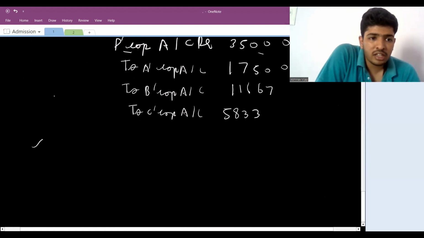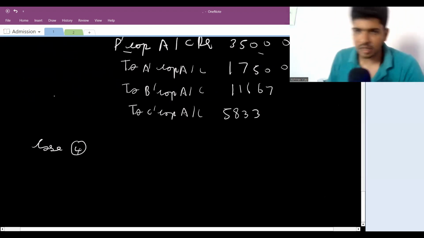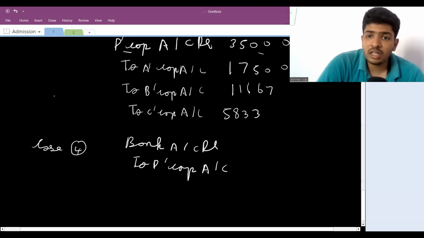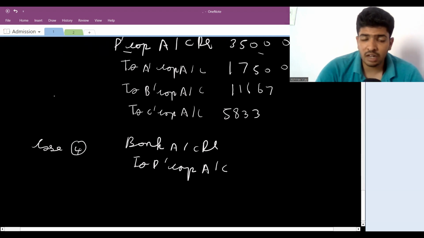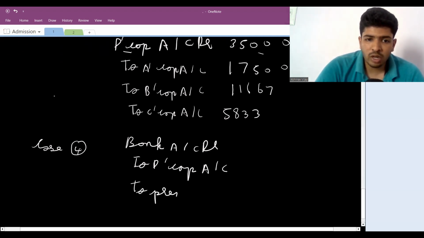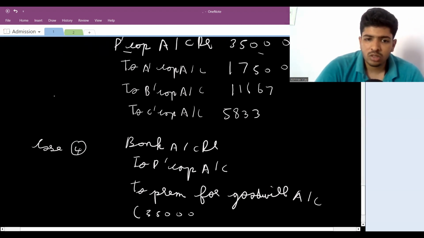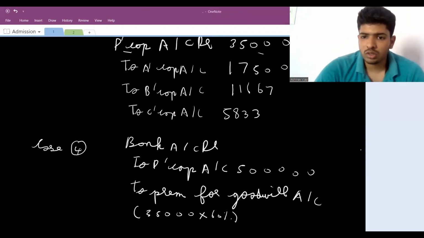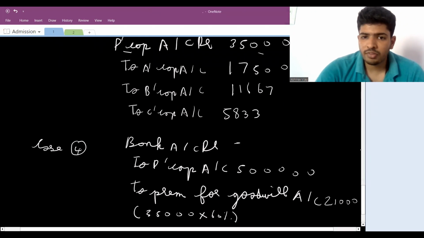So, first one, case 4. What can he bring? He can bring in his capital, same as before. Bank account debited to D's capital. And they say he can bring in only 60% of his share in goodwill. So, he passes it as one entry. Premium for goodwill. You can do it separately also, but I'm just passing it as one entry. So what is this? His share is 35,000, but since he can bring only 60%, the capital is 50,000. So it's 5 lakh. And then we do 60% of 35,000. That's 21,000. Then 5 lakh 21,000.